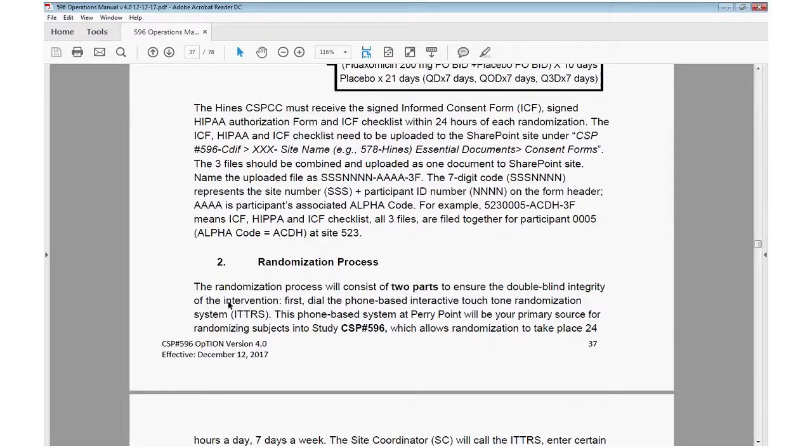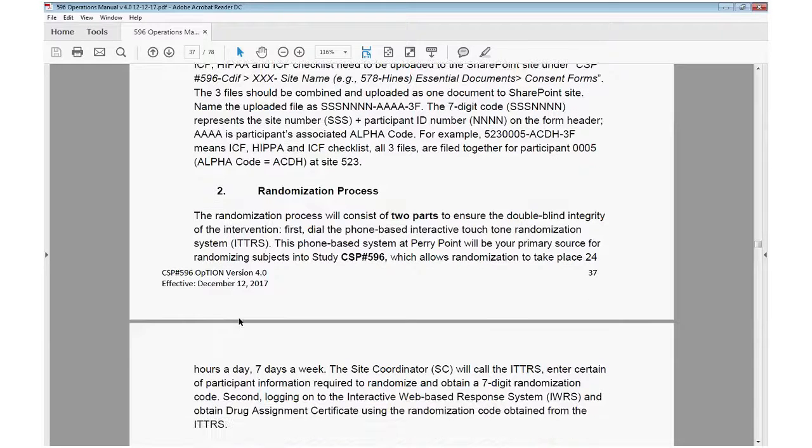If you have any questions or do not understand this, let us know, and we're happy to go over it with you further. The randomization process will consist of 2 parts to ensure the double-blind integrity of the intervention. First, dial the phone-based interactive touch-tone randomization system, ITTRS. This phone-based system at Perry Point will be your primary source for randomization into study CSP 596, which will allow randomization to take place 24 hours a day, 7 days a week.